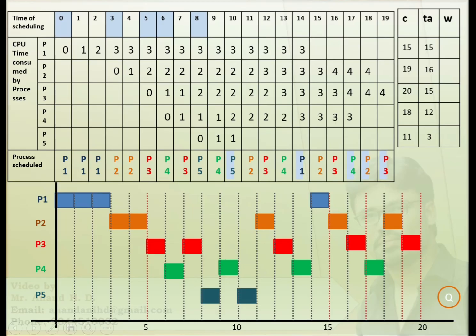Next, we shall calculate weighted turnaround time for each process, wherein weighted turnaround time is nothing but the ratio of turnaround time to the service time. So for process P1, turnaround time is 15 and service time is 4 time units, which we can see from the timing diagram, and also it is given in the question. So 15 by 4 is nothing but 3.75. Similarly, for process P2, turnaround time is 16, service time is 5. So 16 by 5 is 3.2.